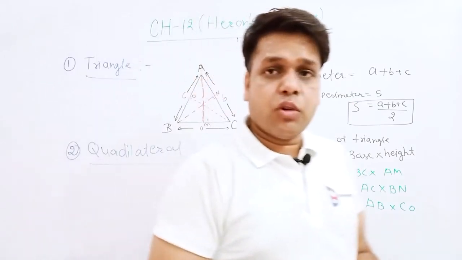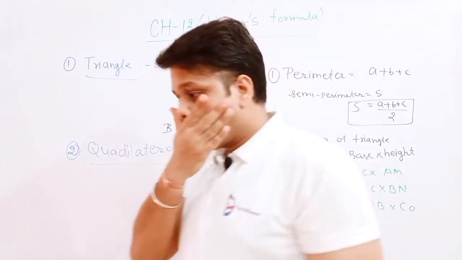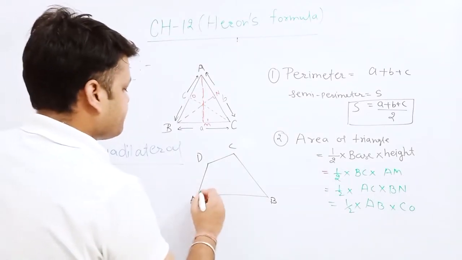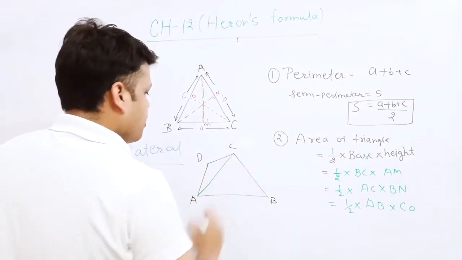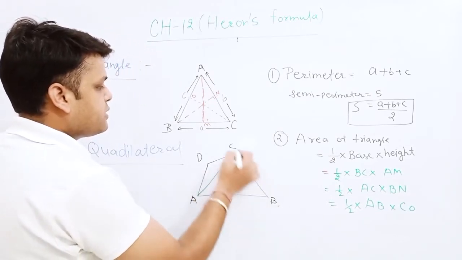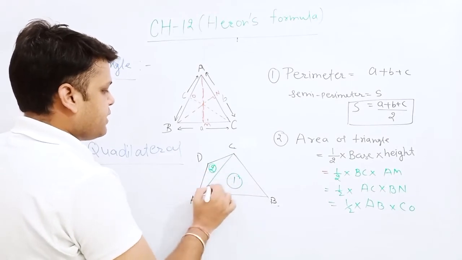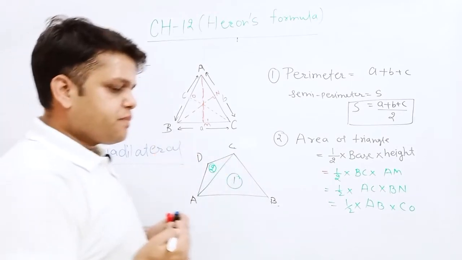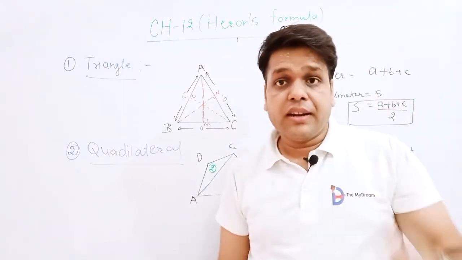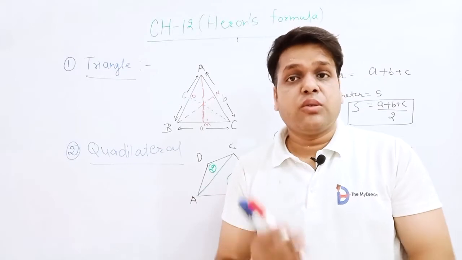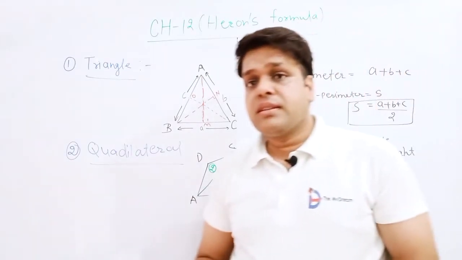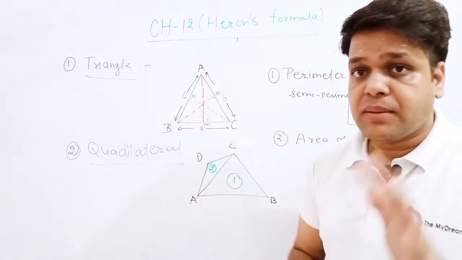Now, if we make any diagonal, suppose we make a diagonal AC, what do we get? We get two triangles. First triangle ABC, second triangle ACD. So we can say that to find the area of the quadrilateral, we can use the concept of area of the triangle. And many more combinations are discussed in this chapter.